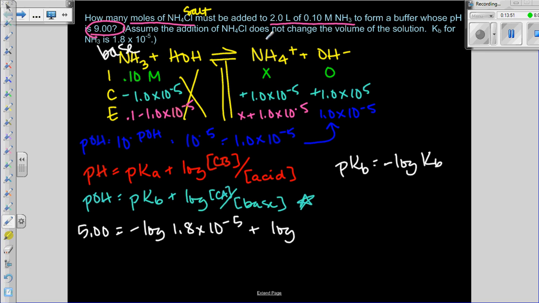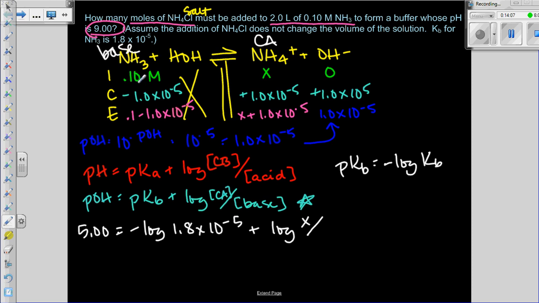Whoa, my pen's flying all over. Sorry. This is my conjugate acid. Don't know what that is. I'm going to say X. I could do X. I could do X plus 1 times 10 to the negative 5th.